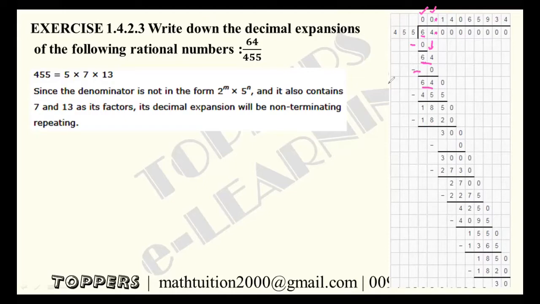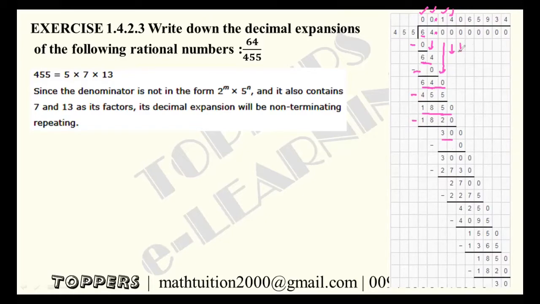Now, bring this 0 down. So we got 640. How many times 455? 1 time. 1 multiplied by 455, we are getting 455. Subtract, we will get 185. Bring this 0 down. So 1850. In 1850, how many times does 455 go? 4 times. 4 multiplied by 455 is 1820. On subtraction, we will get 30.